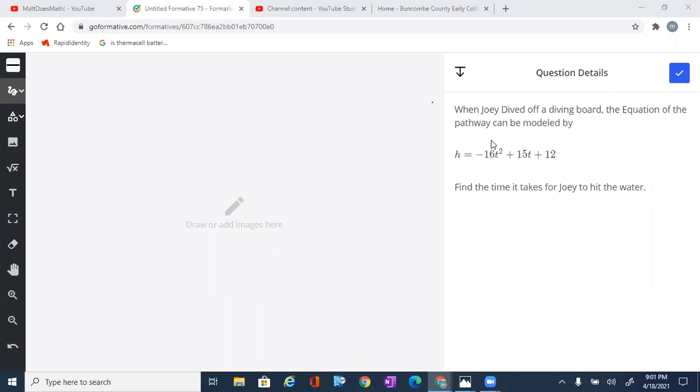When Joey dived off a diving board, the equation of the pathway can be modeled by h equals negative 16t squared plus 15t plus 12. Find the time it takes for Joey to hit the water.